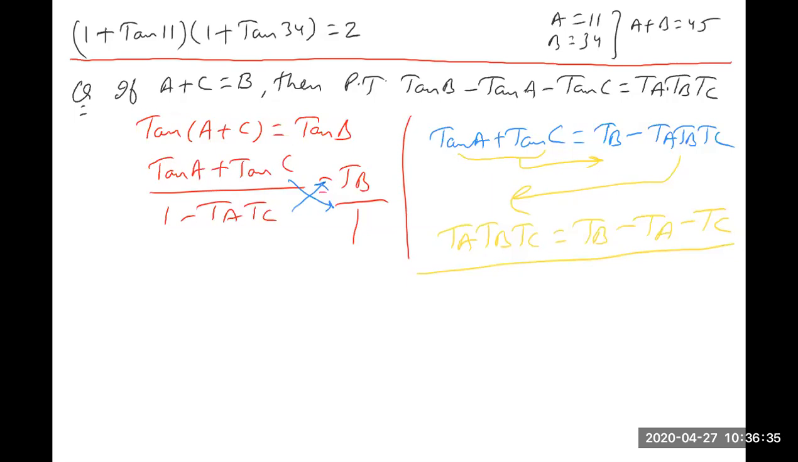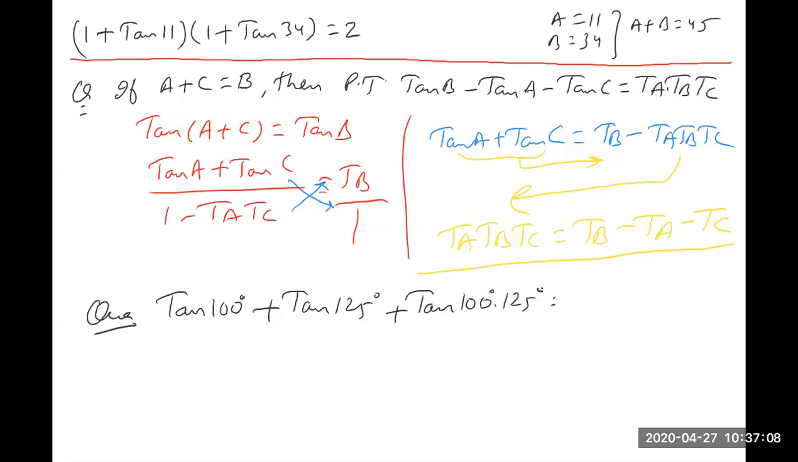The idea is whenever such angles are there, we must try to check what is their sum, what is their difference, how to solve it. For example, one question is: find the value of, simplify, tan 100 plus tan 125 plus tan 100 into tan 125 degree is how much.